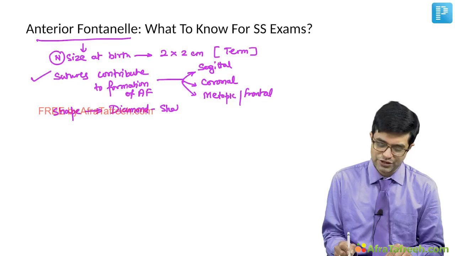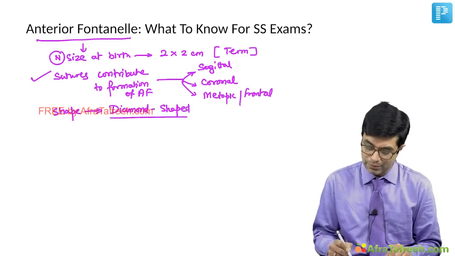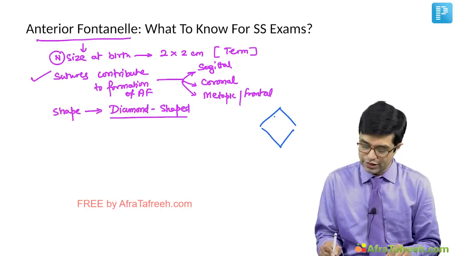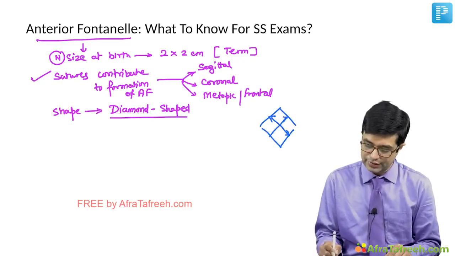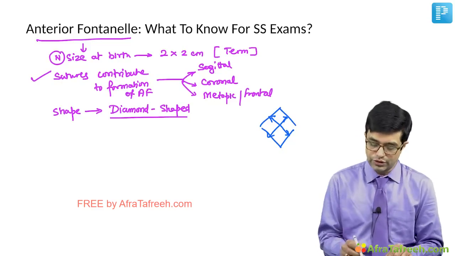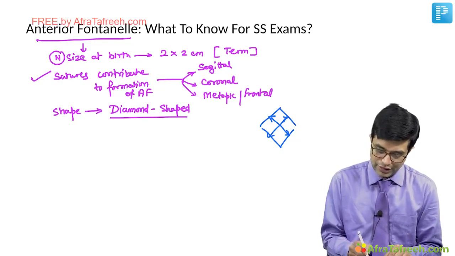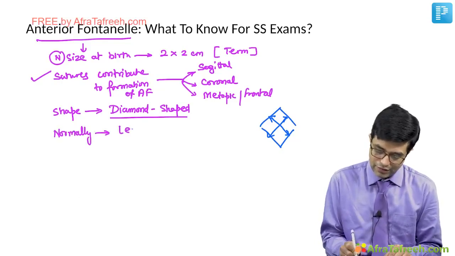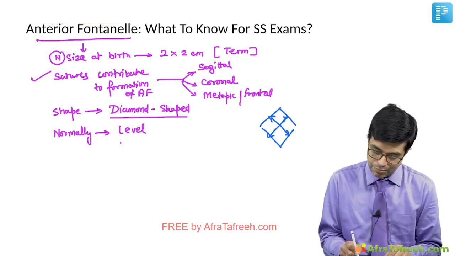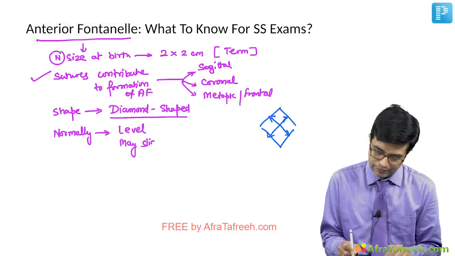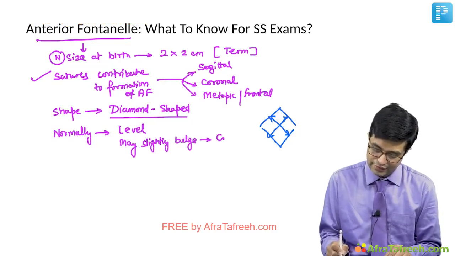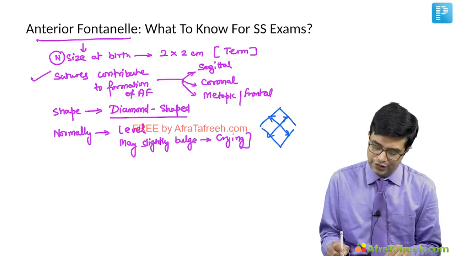And all of you are pediatricians, you already know that when you measure the shape of anterior fontanelle, you don't measure it from edge to edge, you measure it like this. This is how you measure it. So the shape is diamond shaped, then it is at birth in a normal child. It is level and may slightly bulge when the child is crying. That is considered to be a normal variation.